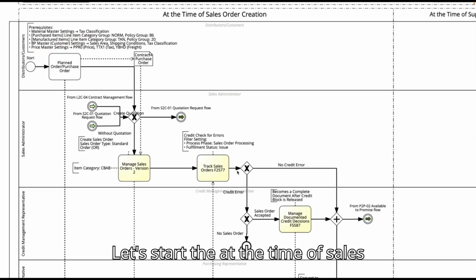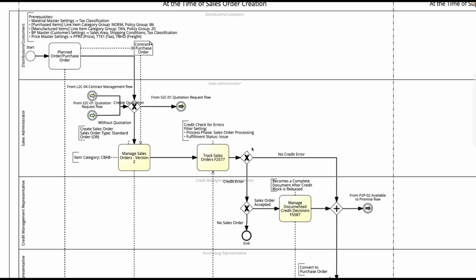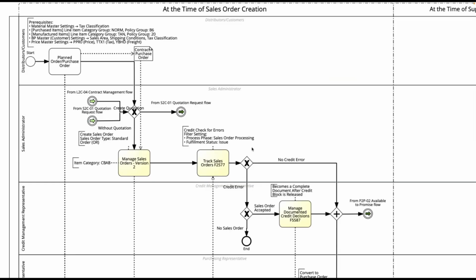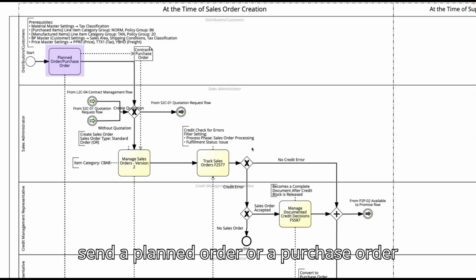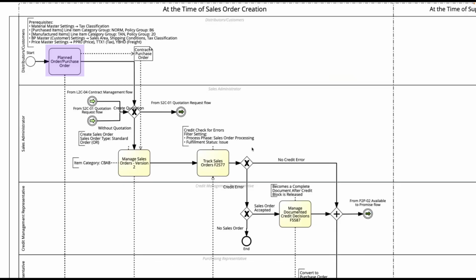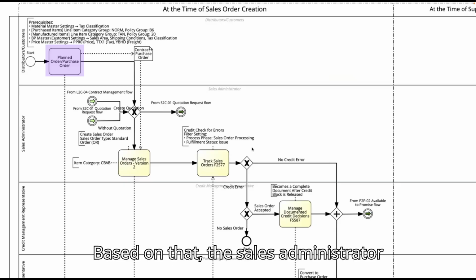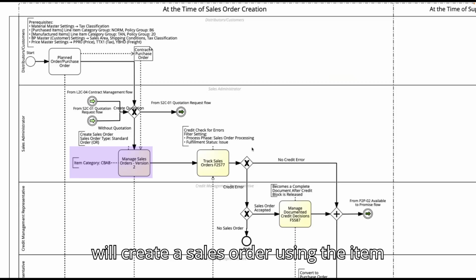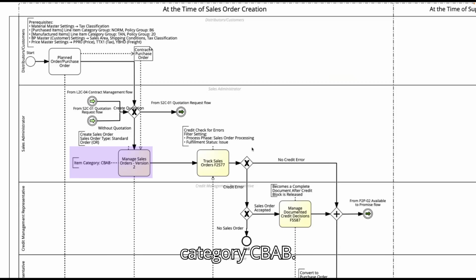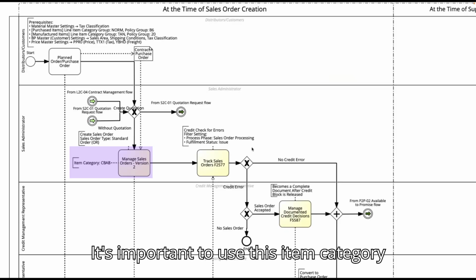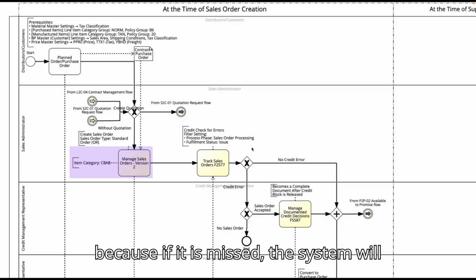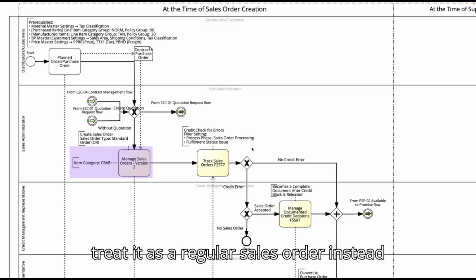Let's start with the at the time of sales order creation part of the flow. To begin this flow, the customer will send a planned order or a purchase order for the product they want to buy. Based on that, the sales administrator will create a sales order using the item category CBAB. It's important to use this item category because if it is missed, the system will treat it as a regular sales order instead of a back-to-back order.